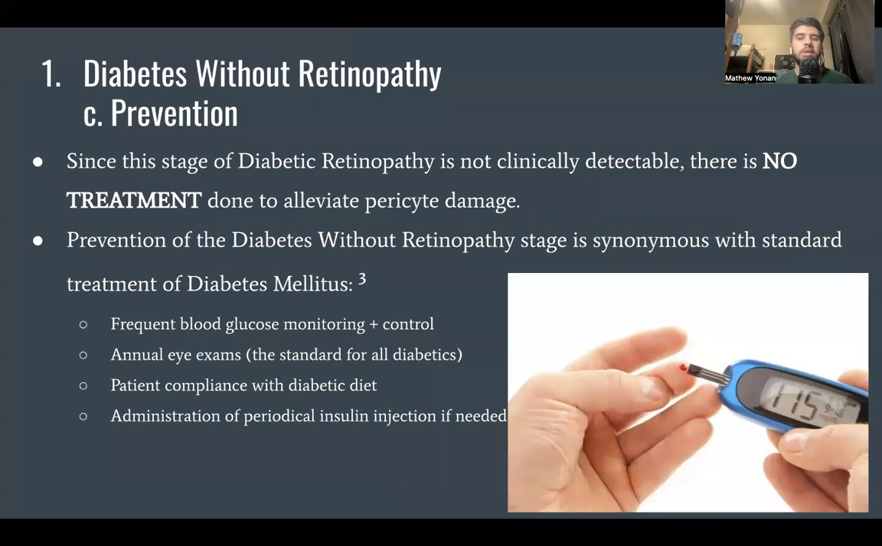Since this stage is not clinically detectable, there's no treatment. Prevention of the diabetes without retinopathy stage is synonymous with standard treatment of diabetes mellitus. And this makes sense, because we're not going to be able to control the actual damage of the parasites from growing, but we can prevent it from starting in the first place by keeping our blood sugar low, right? So: frequent blood glucose monitoring and control, annual eye exams, patient compliance with the diabetic diet, and even administration of periodic insulin injections if the patient needs it. Okay.